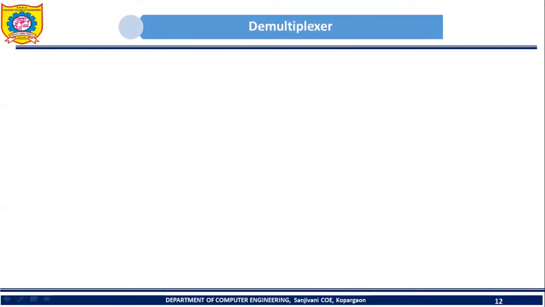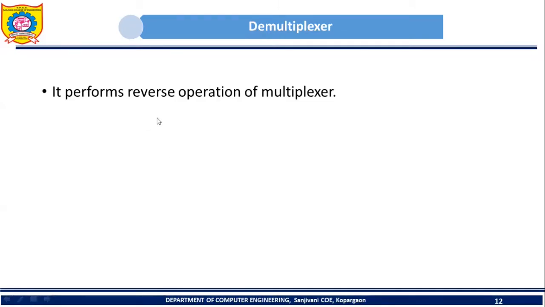Welcome everybody. Now we are going to discuss demultiplexer. What's demultiplexer? It performs reverse operation of multiplexer.